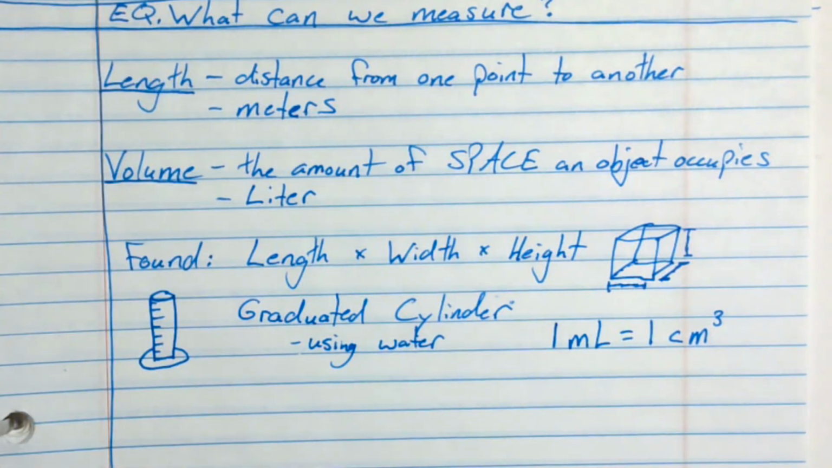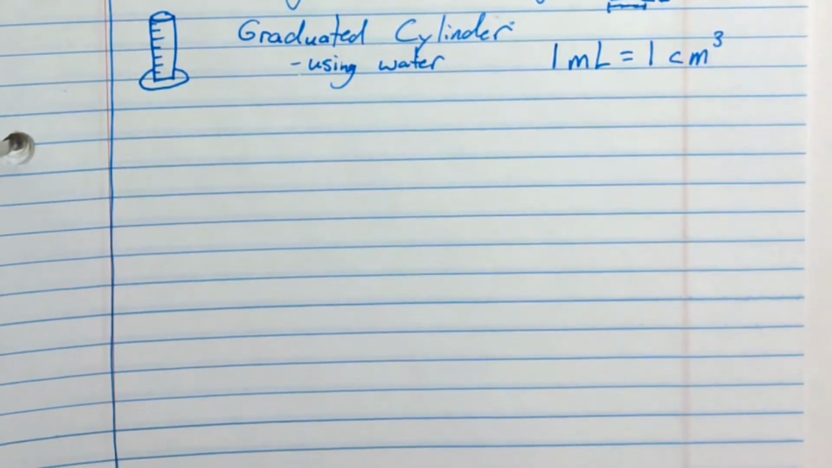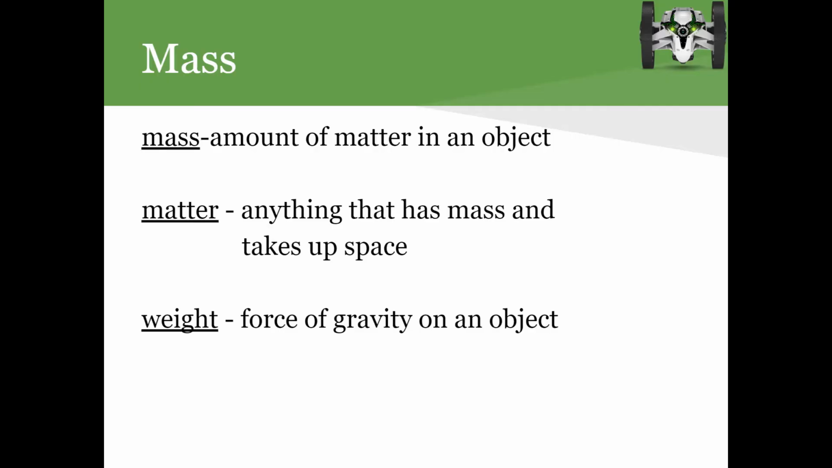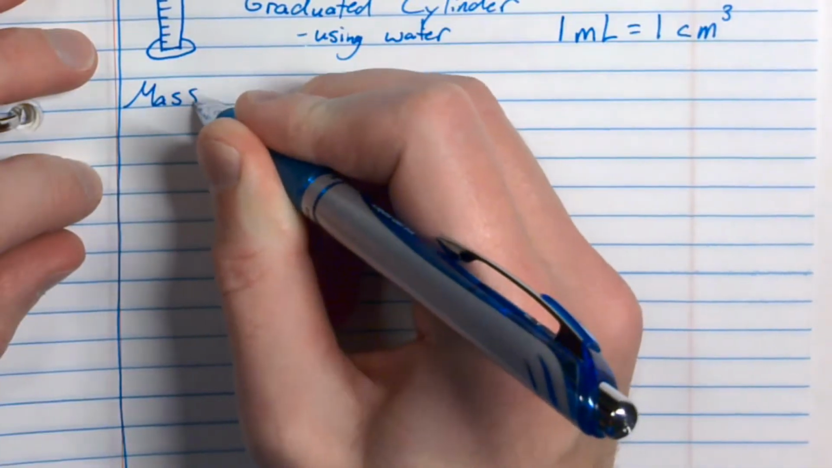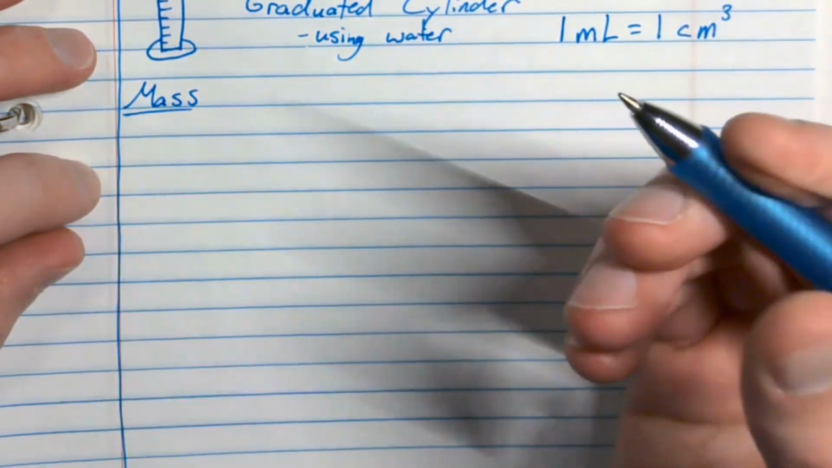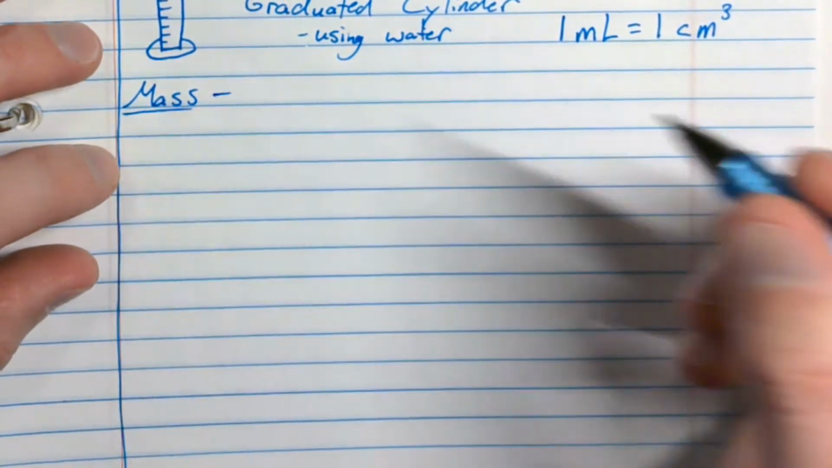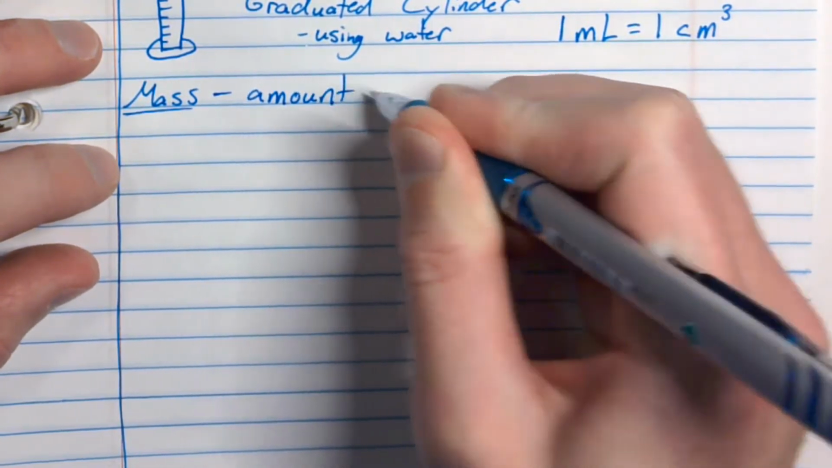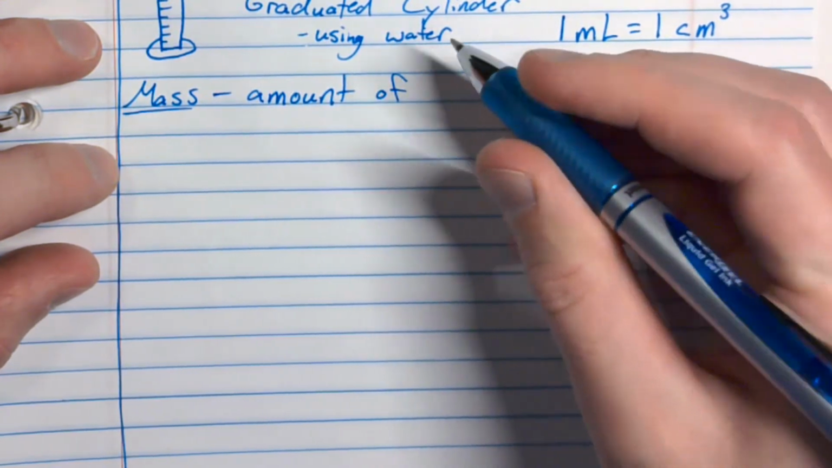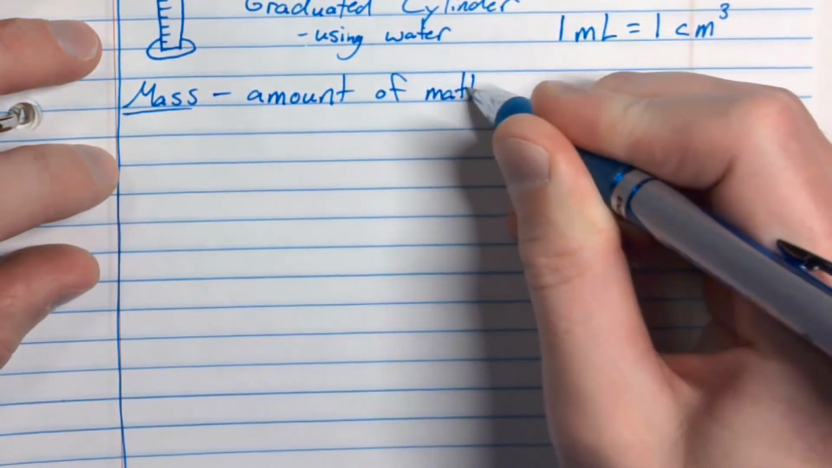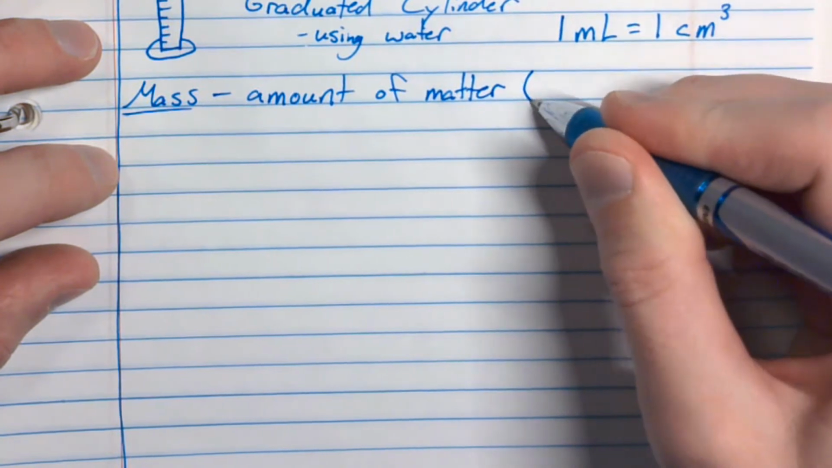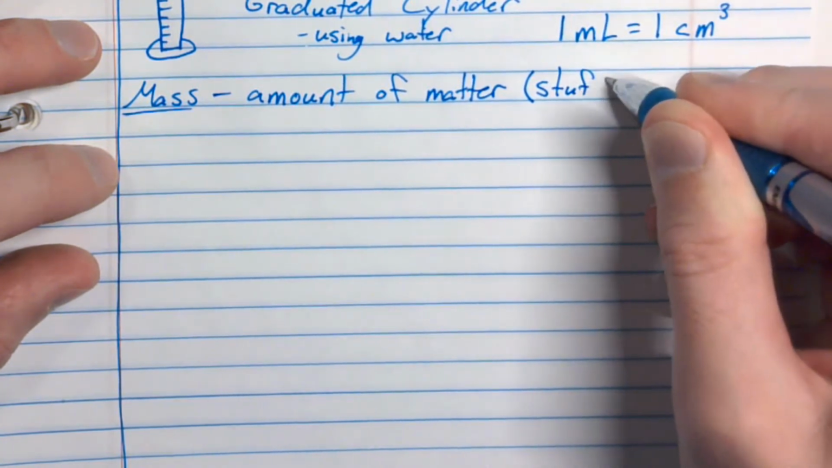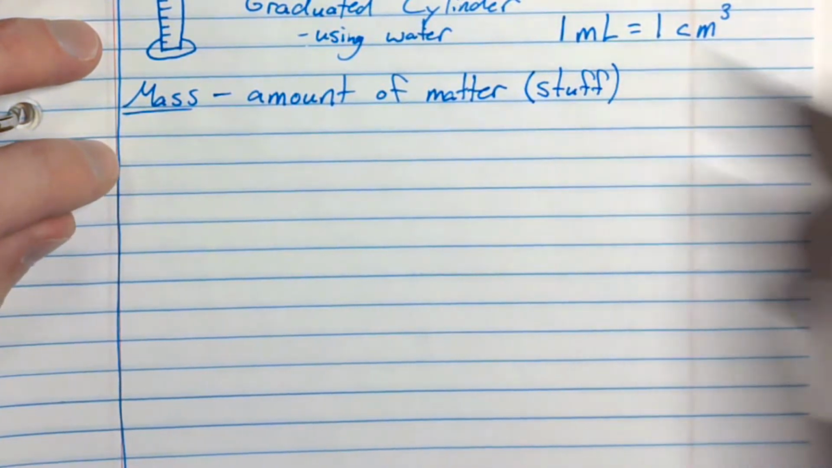It's good. Now, let's move on to mass, matter, and weight, because with these things, we can do density. So, mass. Mass is how much stuff or matter is in an object. So, amount of matter or stuff in an object.